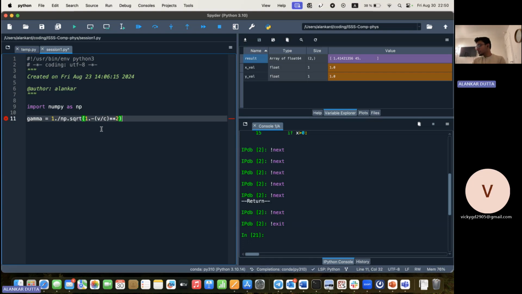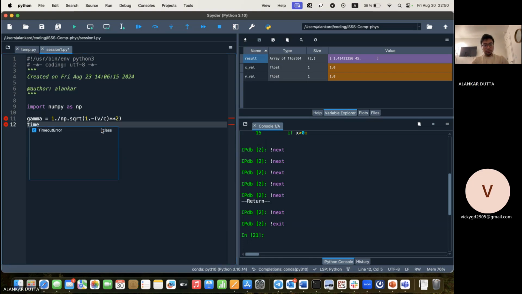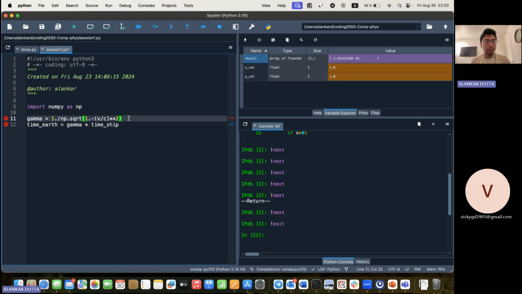For example, let's take an example of Earth and the spaceship. So time on Earth is equal to gamma times time on the ship, right? So this is the special relativistic relation that one would generally have.